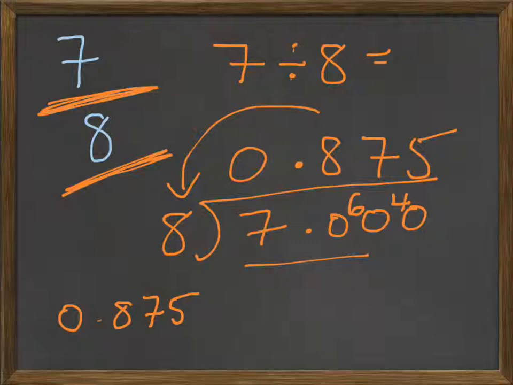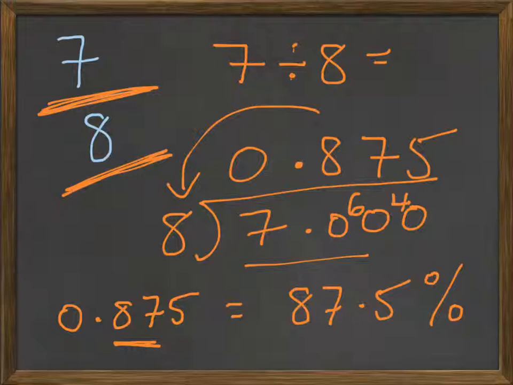0.875, but the problem with that is I've got 87% there, but I've got a 5 as well, so all we need to do there is say I've got 87.5%, because I've got 875 thousandths, or 87.5 hundredths. So 87.5 hundredths is 87.5%, because percentages are hundredths.